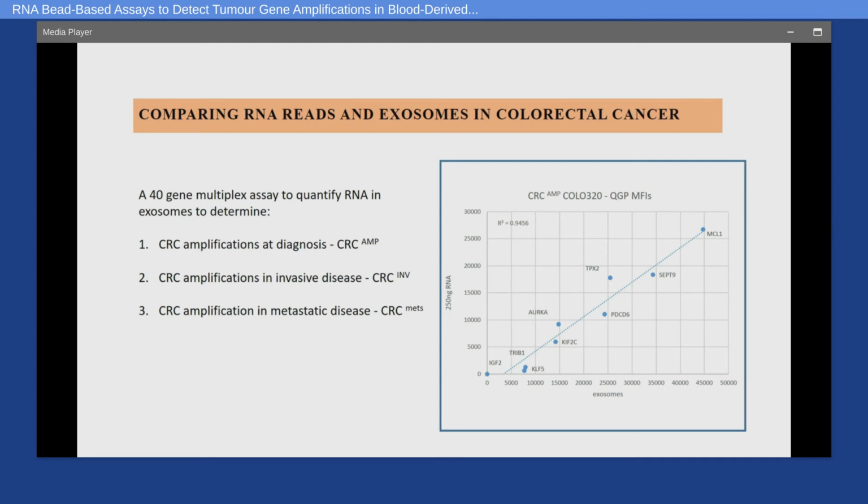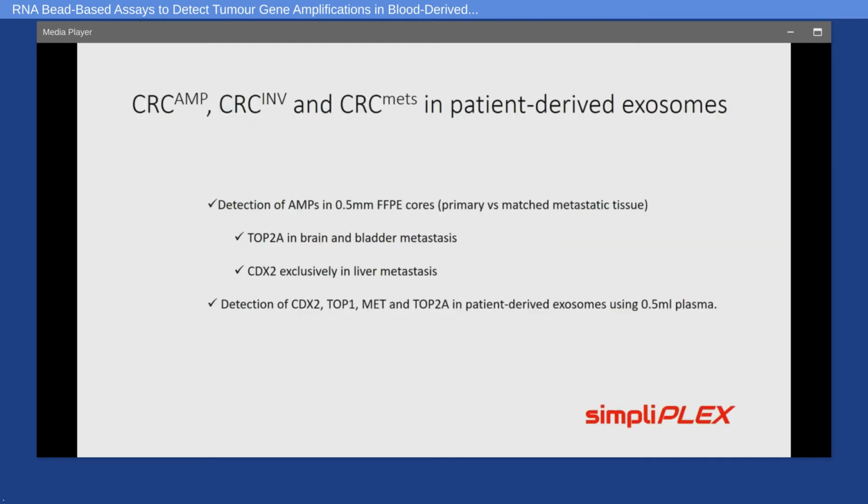Well, we didn't stop there, so we actually have set up a workflow to actually isolate them now from patients.